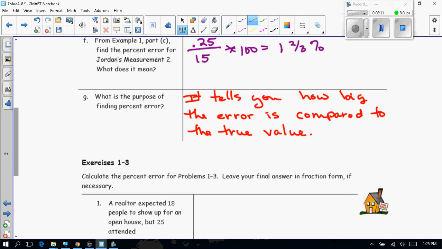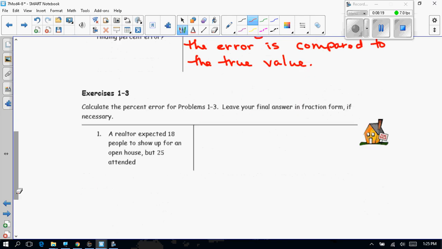All right. Let's take a look at what's going on here for exercise 1. I actually would like you guys to hit pause and give this one a shot. See if you guys can figure this one out on your own. When you're done with number 1, go ahead and hit play.